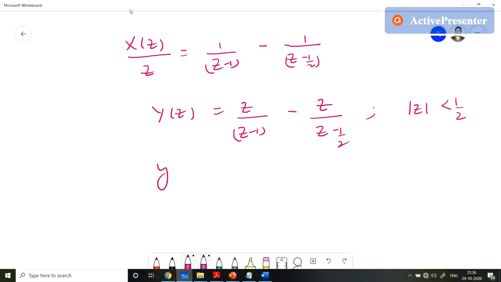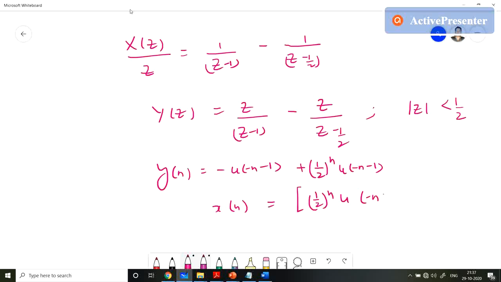So if we take the inverse transform, then y(n) is equal to minus u(minus n minus 1) plus 1 by 2 raised to the power n u(minus n minus 1). So x(n) we can write in the form 1 by 2 raised to the power n u(minus n minus 1) minus u(minus n minus 1).